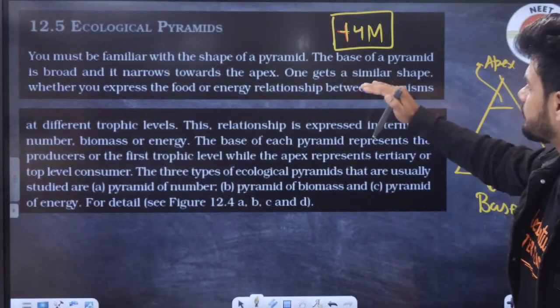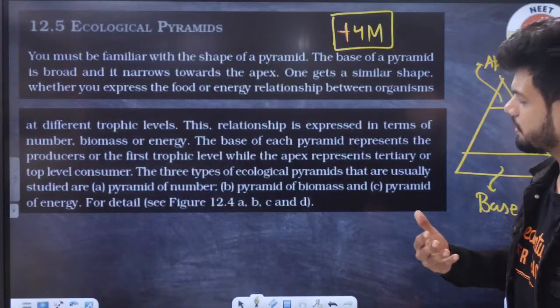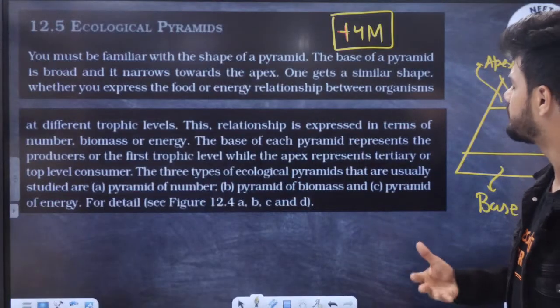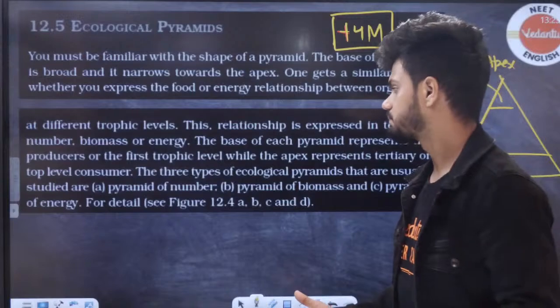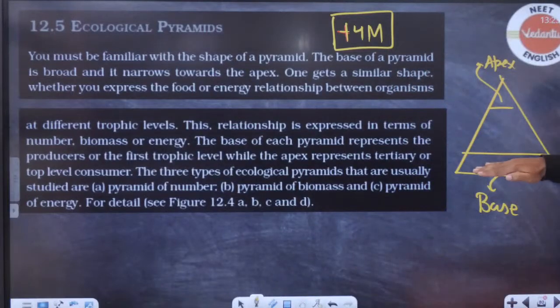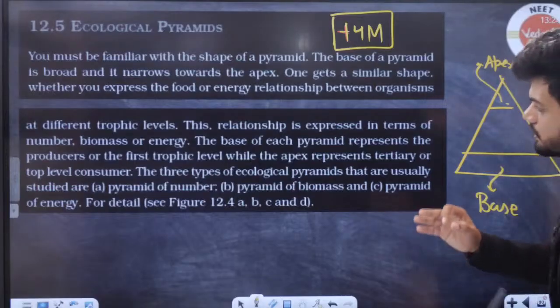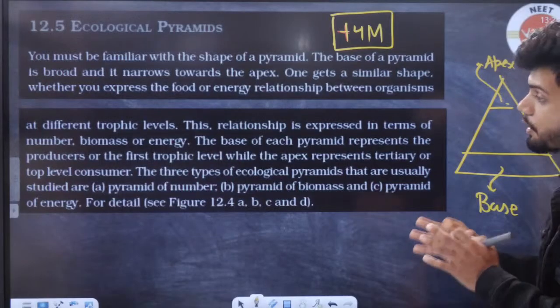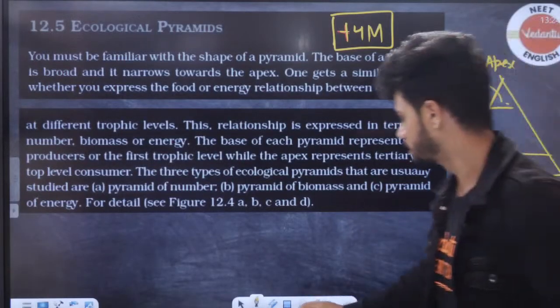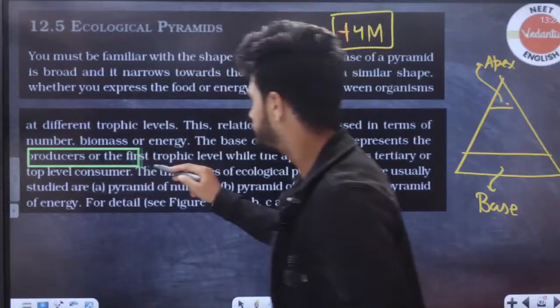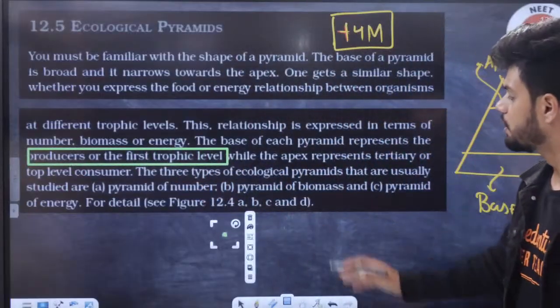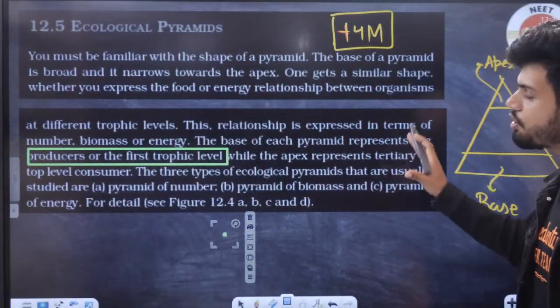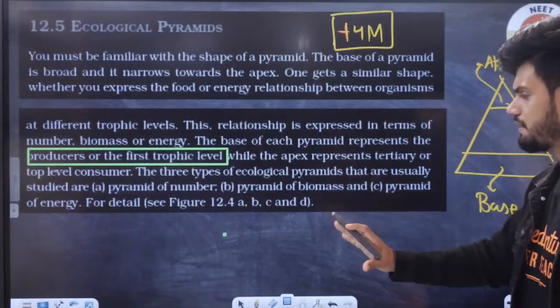You get a similar shape whether you express a food or energy relationship between organisms at different trophic levels. For example, first trophic level, second, third, fourth, fifth, top trophic level. The base of each pyramid represents the producers on the first trophic level, while the apex represents the tertiary or top carnivore or top consumer level.